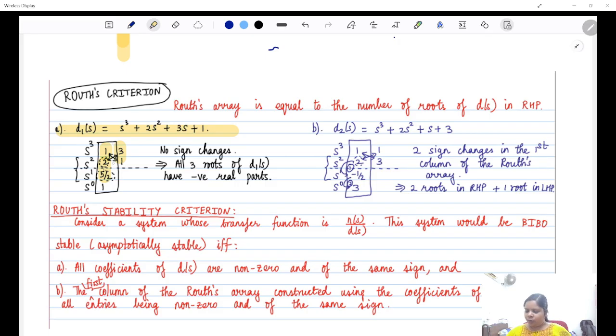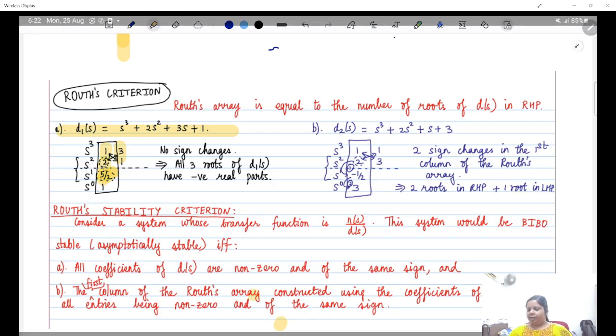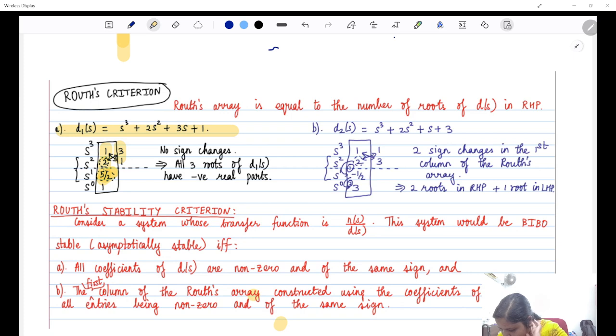Now when you try to find out the value for S1, in the row for S1, you will just multiply 2 into 3 minus 1 by 2. So here you get 5 by 2, right? And after that you do this for the next row also, you will multiply, and you will see that you will get this value only, 1 only. So you can see here 1, 2, 5 by 2 and 1. Since there are no sign changes, all the roots have negative real parts and the system is stable.